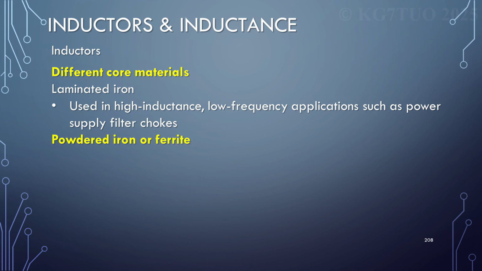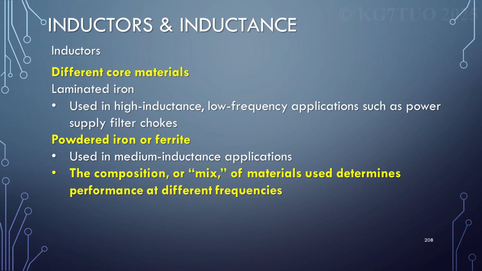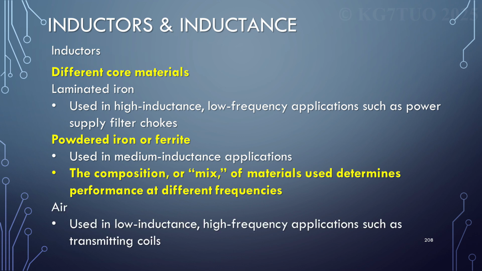Powdered iron or ferrite is used in medium inductance applications. The composition or mix of materials used determines performance at the different frequencies. They have air, and it's used in low inductance, high frequency applications such as transmitting coils.